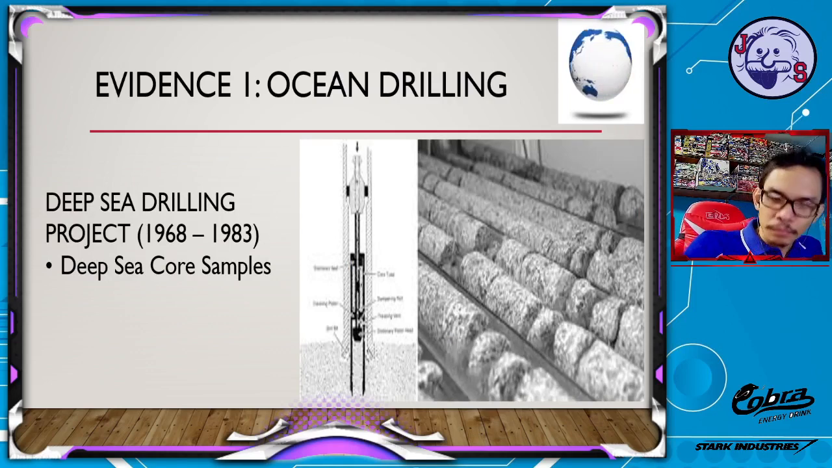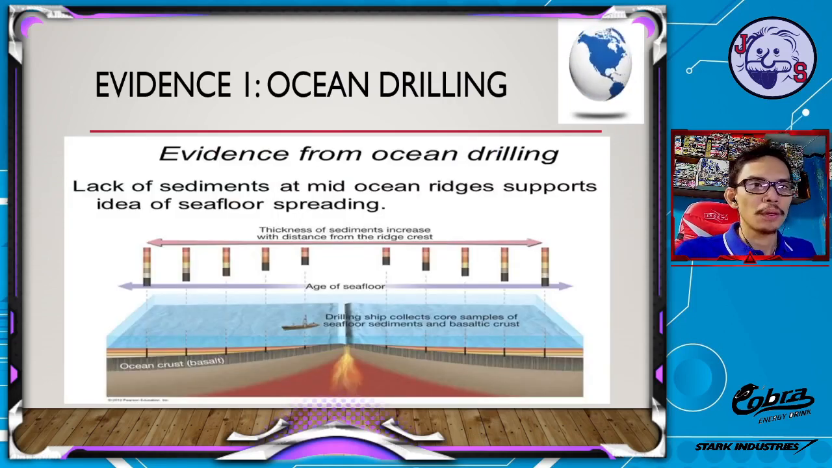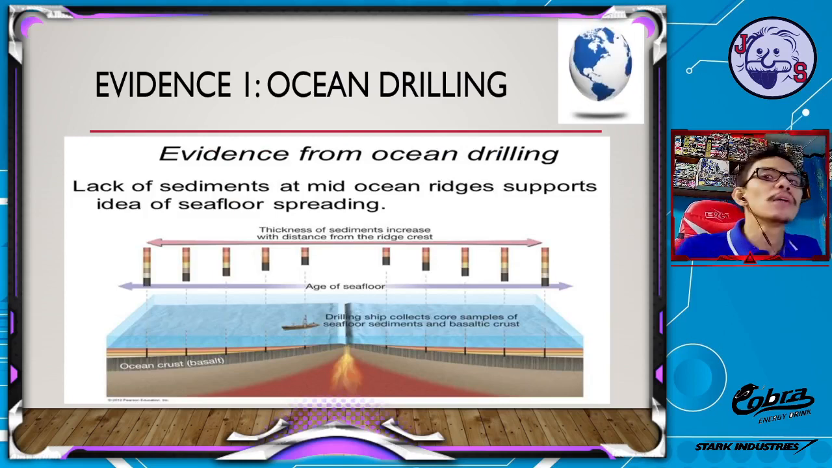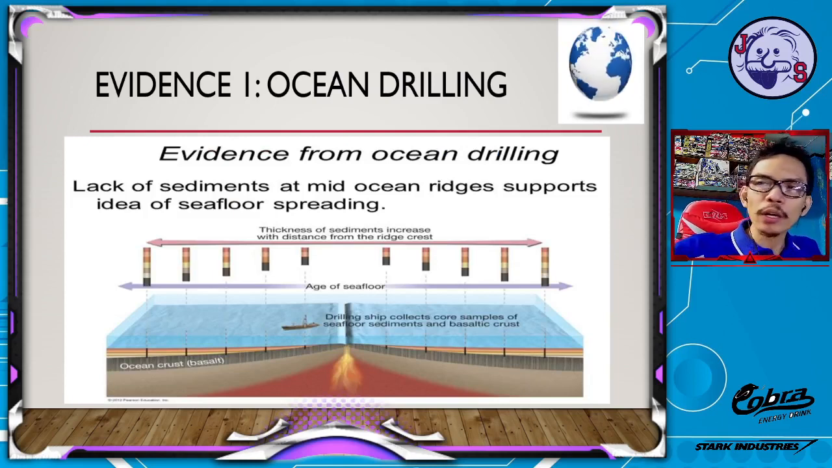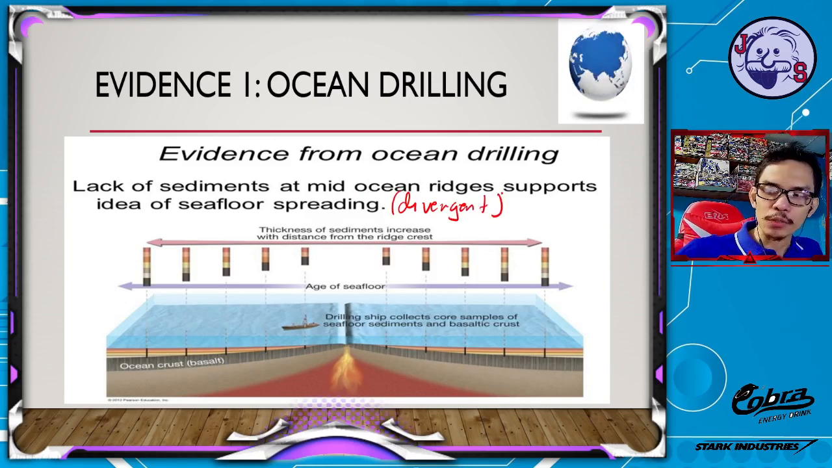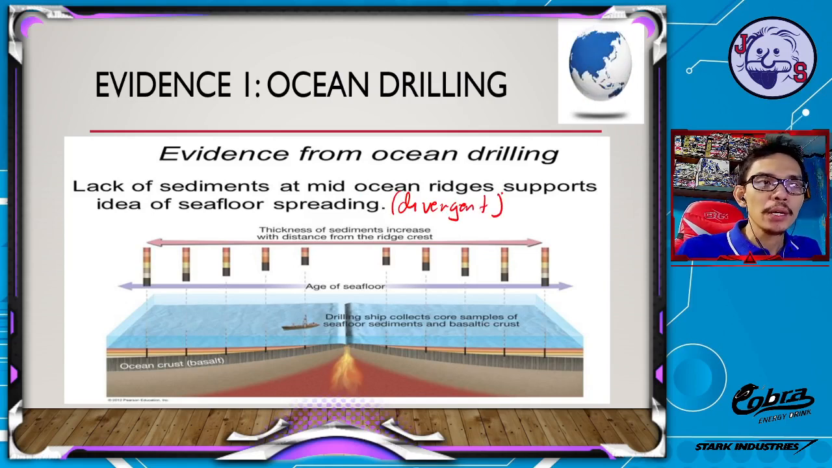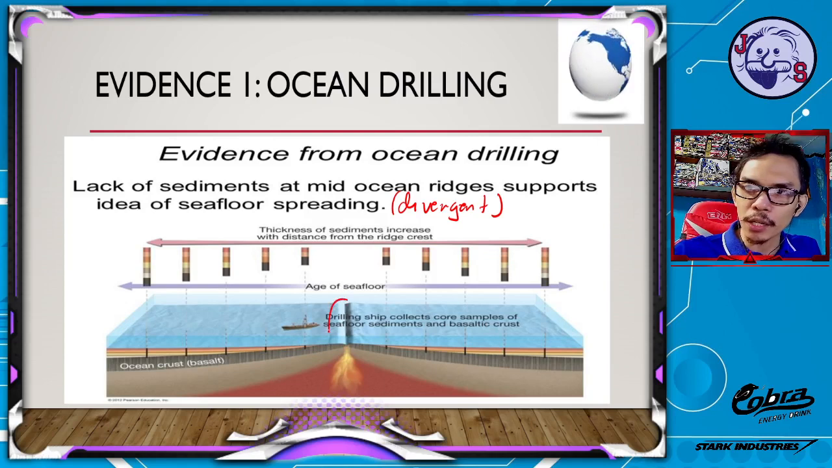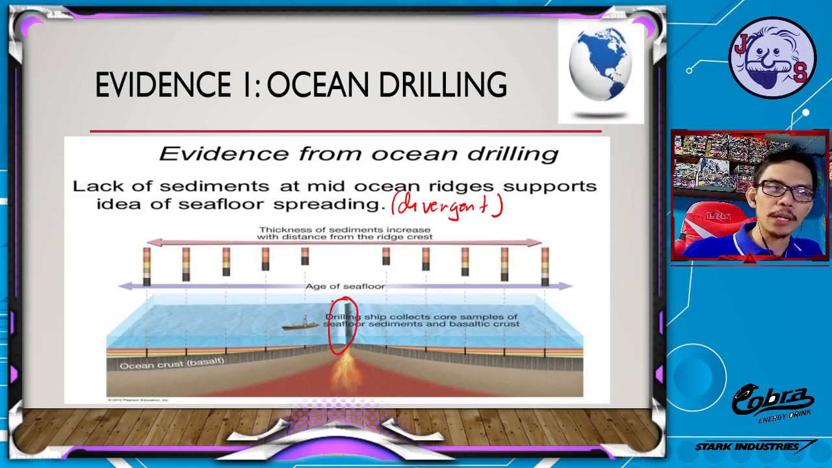And this is the result. Since we are talking about seafloor spreading, we are talking about one type of plate boundary, which is called the divergent plate boundary. As we all know, divergent plate boundaries are plate boundaries that are moving away from each other. So we have here the ocean ridge at the middle, and that will be our basis for the result.